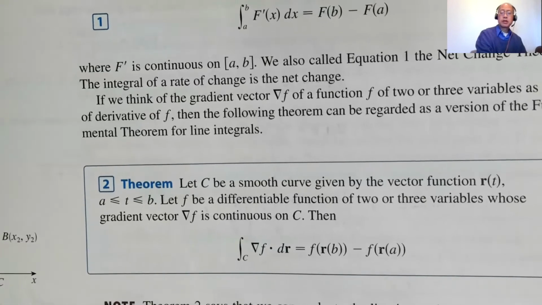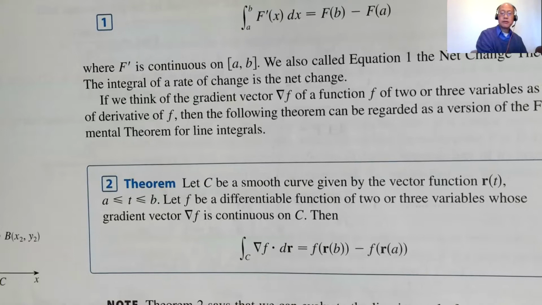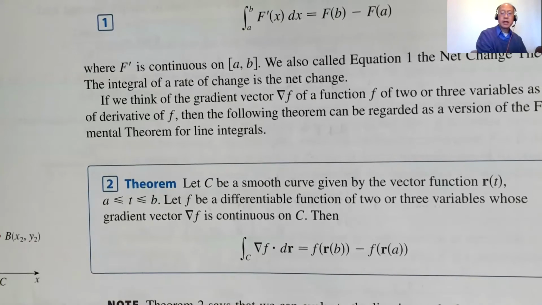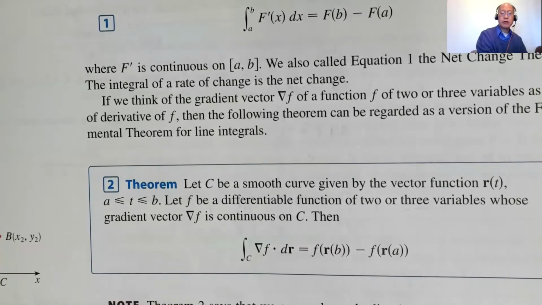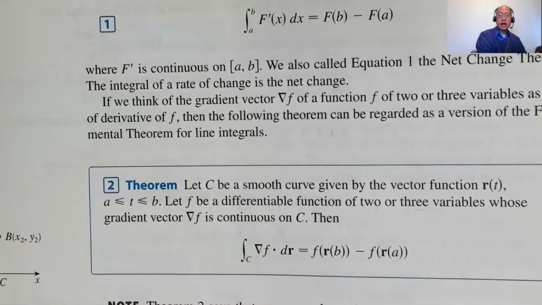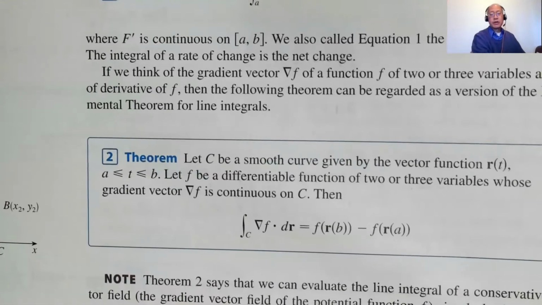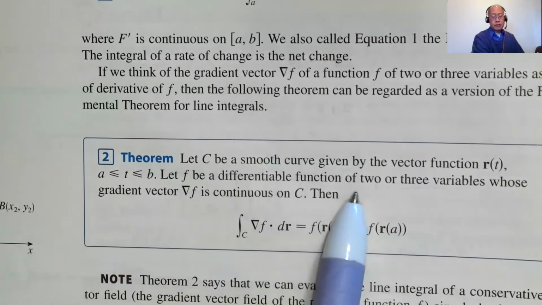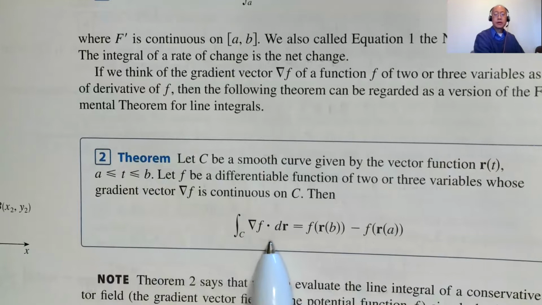Theorem 2, you can put this on your cheat sheet. Let C be a smooth curve given by the vector function r of t going from a to b. Let little f be a differentiable function of 2 or 3 variables whose gradient vector del f is continuous on C. Then the integral along C of del f dot dr is f of r of b minus f of r of a. In essence, all the functions you're dealing with satisfy this. So this is all you really need.